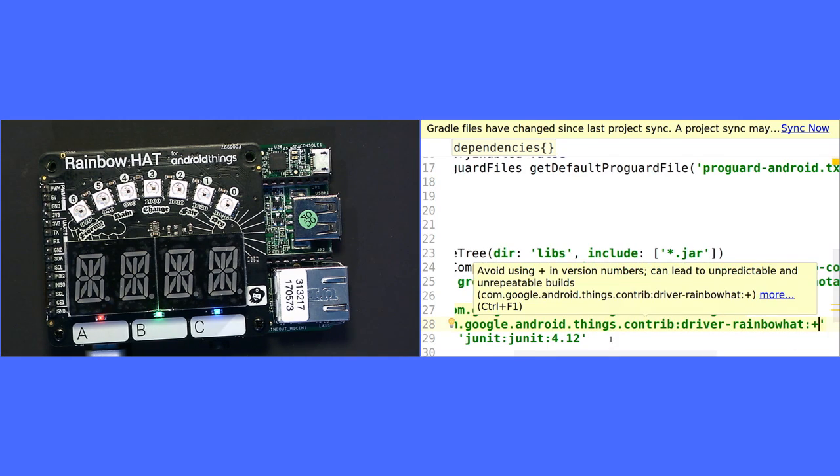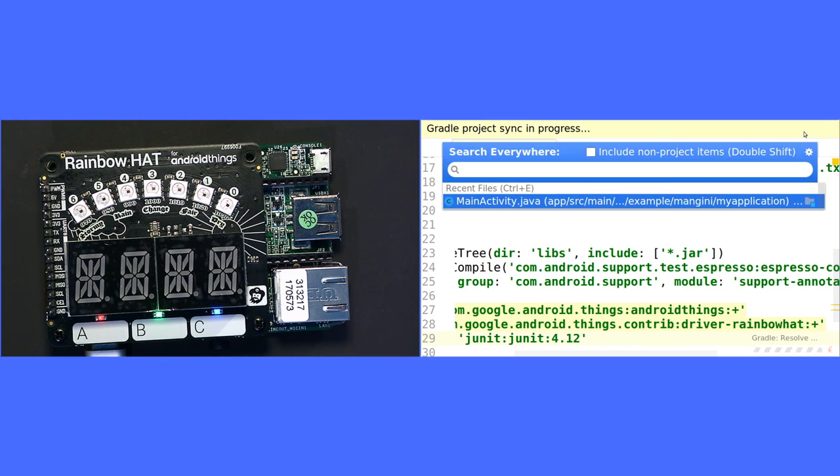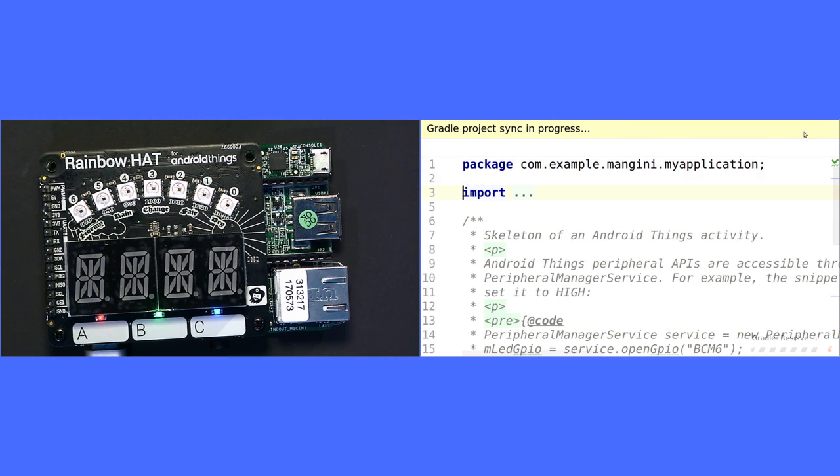OK, so I just added the dependency. This library is published on JCenter. So it means that when I sync, it will add all the transitive dependencies. And why it does that, I will go back to my activity.